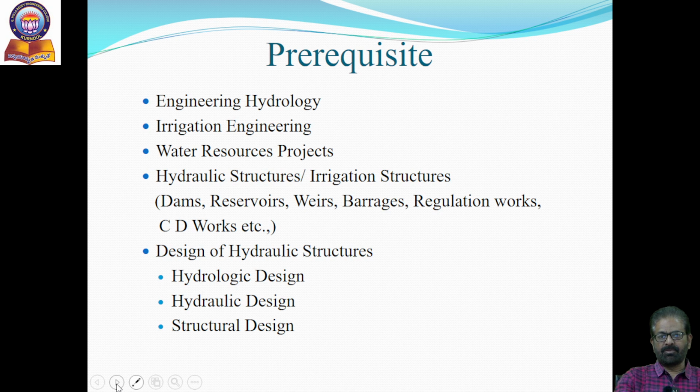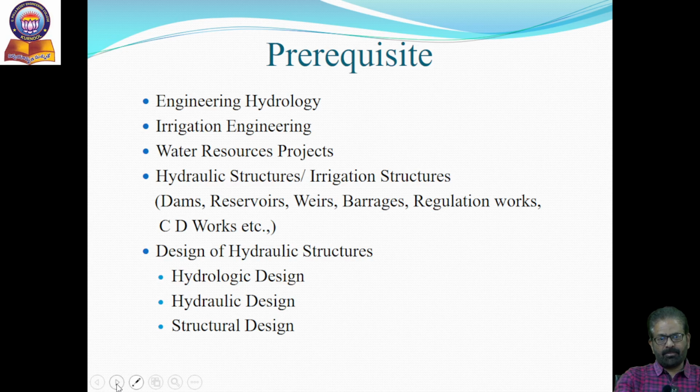Sometimes we also use the term irrigation structures. Most of the hydraulic structures or water resources projects are meant for irrigation purposes. Irrigation is the major purpose for which all these structures are recommended. And as ours is an agriculture-based country like India, irrigation has that much importance. Therefore, wherever we use the term hydraulic structures, that implies irrigation structures also. The examples are like that. You are all familiar with these words: dams, reservoirs, weirs, barrages, regulation works, and cross drainage works, etc.